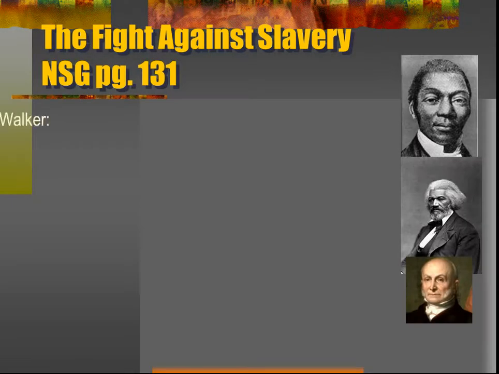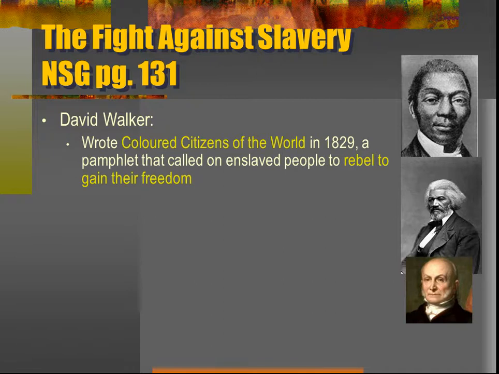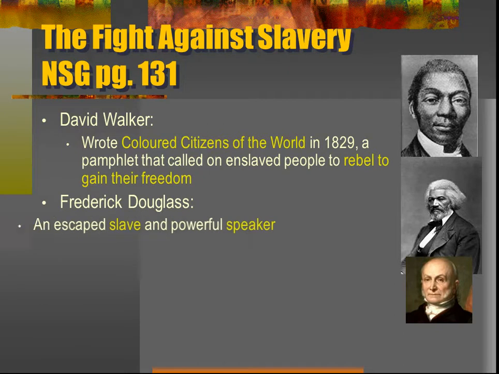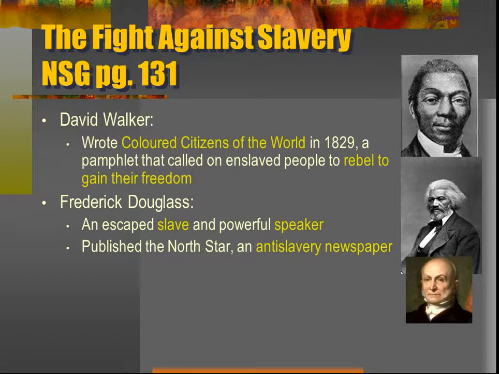The next person is David Walker. David Walker wrote Appeal to the Colored Citizens of the World in 1829, a pamphlet that called on enslaved people to rebel to gain their freedom, a little more extreme than William Lloyd Garrison. Frederick Douglass, an escaped slave and powerful speaker. He published the North Star, an anti-slavery newspaper.